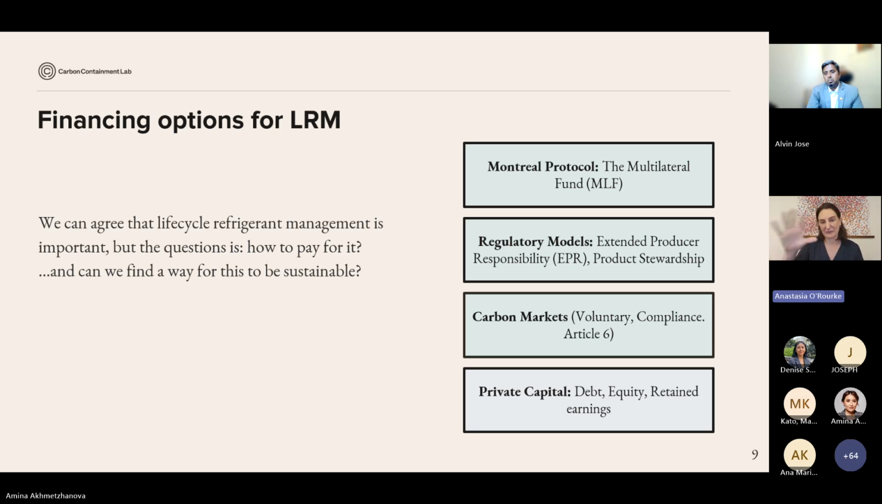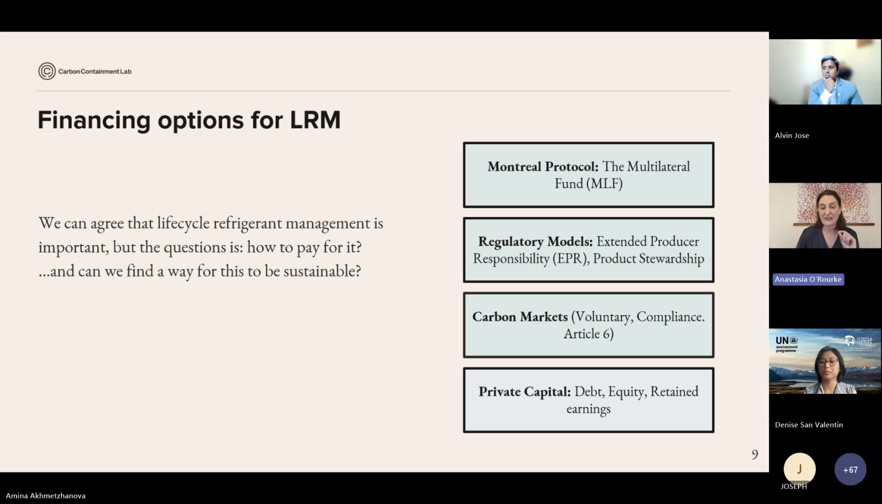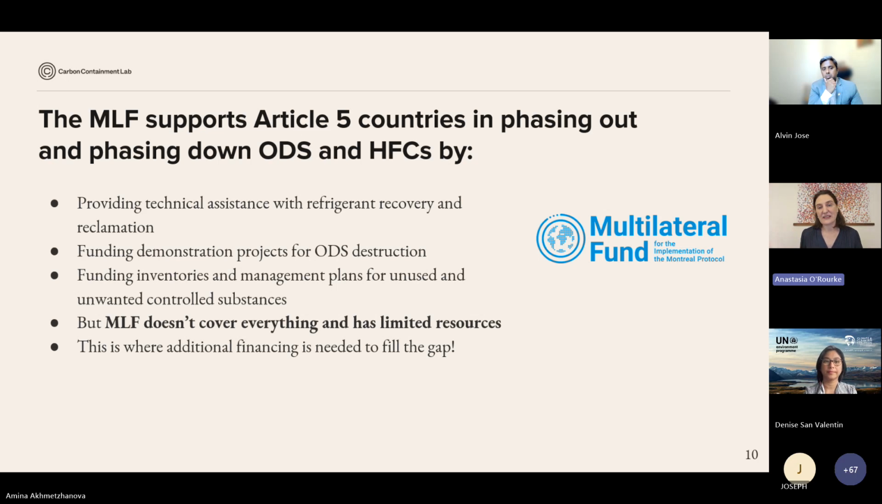So here are some key categories, and I'll just talk about the first three of these on the screen today. The Montreal Protocol, some of the regulatory models like extended producer responsibility, and then carbon markets, both the compliance markets and voluntary markets, and Article 6. MLF, the Multilateral Fund of the Montreal Protocol, does provide some funding here, but actually it has limited resources. It's not going to be able to pay for everything. Anna Maria talked a little bit about this, so I'm going to move on.